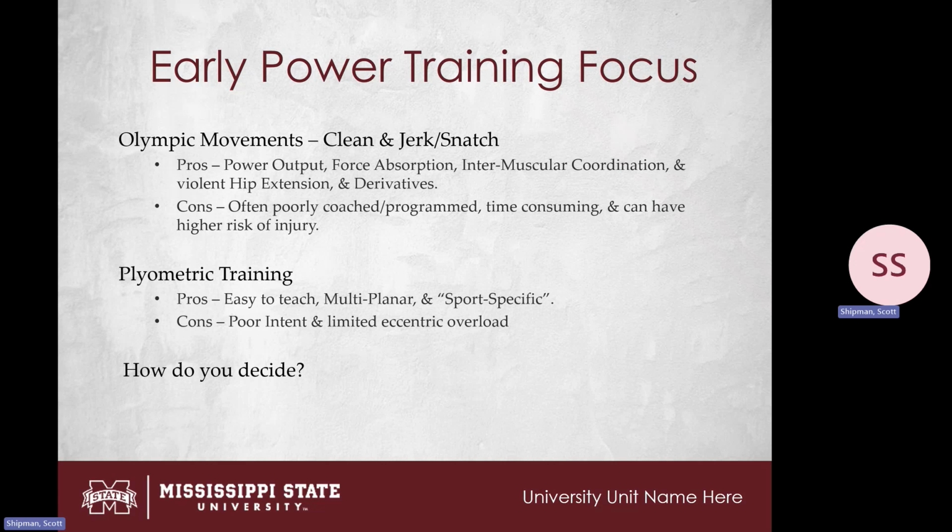Some of the negatives, again, poor intent. You're not going to get maximal training adaptation if they don't have high effort, high intent. And you do have a limited eccentric overload strictly because you're only managing your body weight. You can do some jump training with weight in hand, but a lot of times it does not have that eccentric overload that you're really looking for to train the tissue, the ligaments, and the tendons.